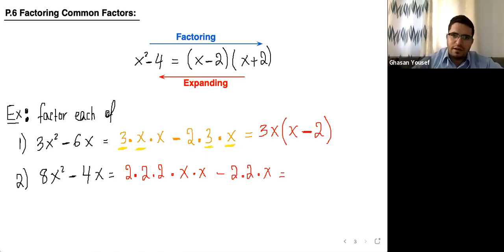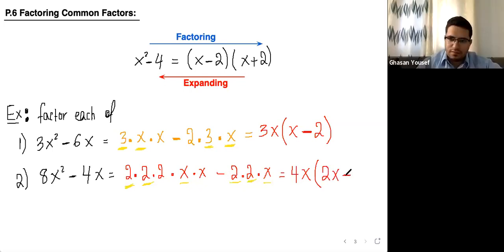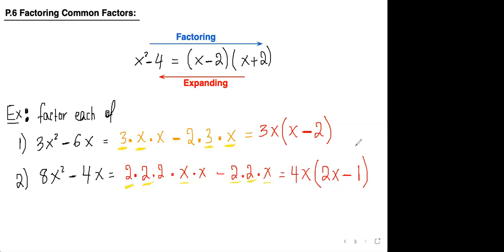Now, what's the common factor between both of the terms? It's 2 and 2 and the other 2, and then x. So what I can say here, 2 times 2 is 4, and x. What's left here? 2 times x, 2x, minus nothing. It will be 1, not nothing. Oh, okay, minus 1. That's it. Thank you.